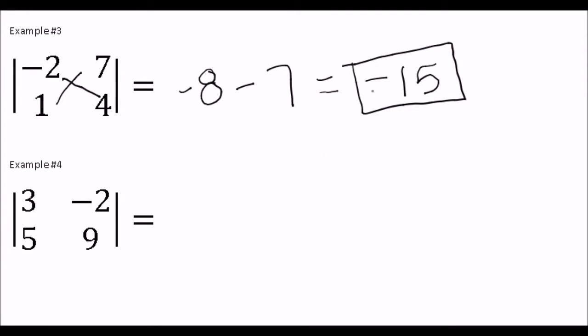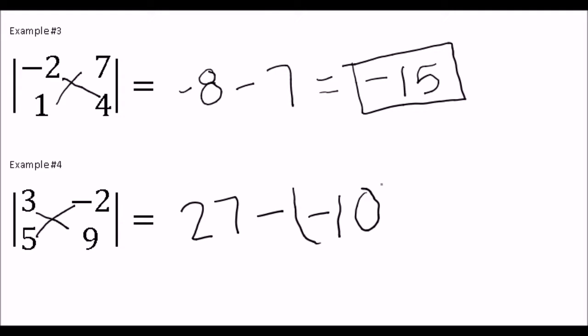Our last example, example number 4. As you can see, there's another negative creeping up on us, but don't freak out, it's not that bad. Same instructions: 3 times 9 is 27. The rule says minus, so that's what we do. Now here we have 5 times negative 2, that is negative 10.